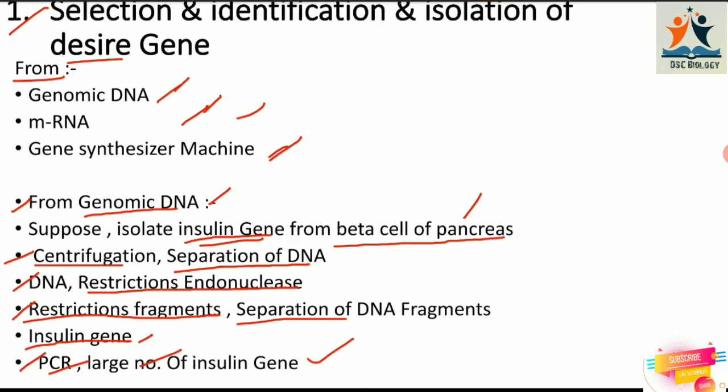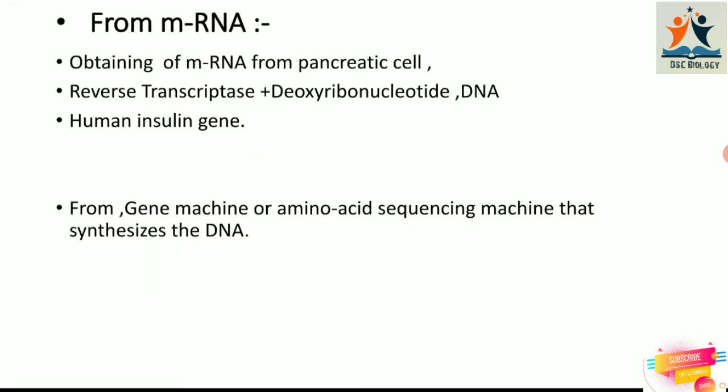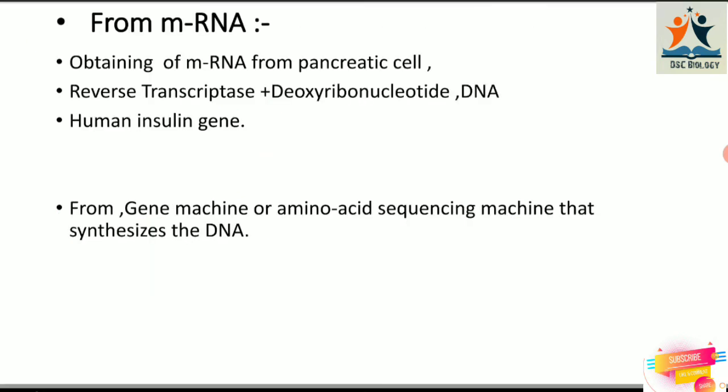Now from the mRNA: how do we isolate the desired gene? For that we isolate the mRNA from the pancreatic cell. Again the same process takes place, but instead of DNA, after the centrifugation we isolate the mRNA. If we went through all the details of how to perform the centrifugation, this video would become too long, so I wish to keep this short.